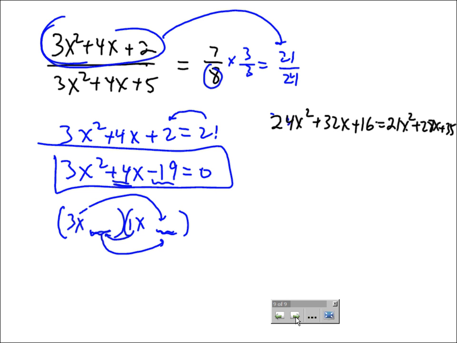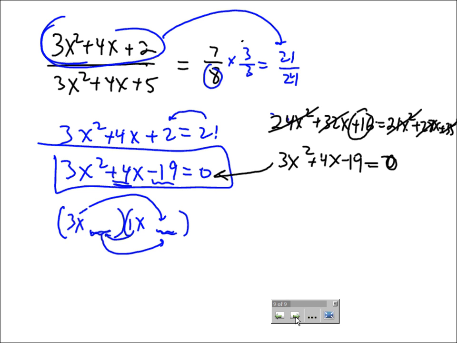So then you take away 21x squared from the right side. When you take away 21x squared from the left side, it'll leave you just 3x squared on the left side. You have 28x's on the right side and you take it away, because your goal is to get 0. You take away 28x's from the 32x's, that leaves you 4x. And if you take away 35 from the right side, you have 0. And 16 minus 35 is negative 19. The same equation I got.